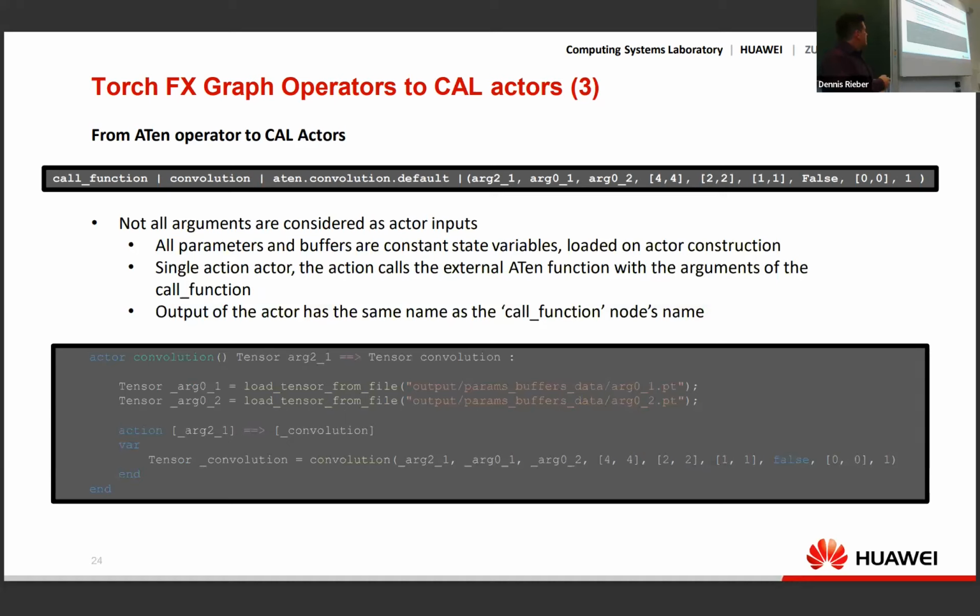Once we have created this external function, we can create an actor out of it. For example, a convolution actor will look like that. You have a name and an input. This convolution has two weights, and the weights here become state variables, constant state variables. In the end, we just do the computation, the convolution. If we have data on our input, then we do this convolution, right? Simple.